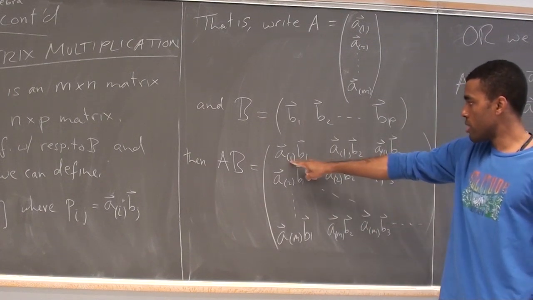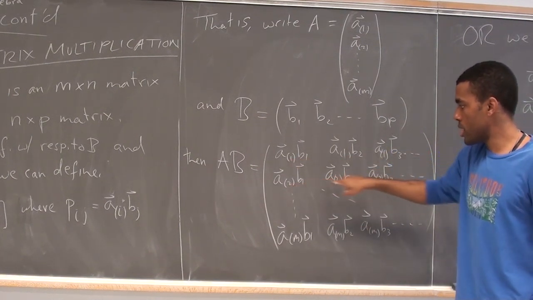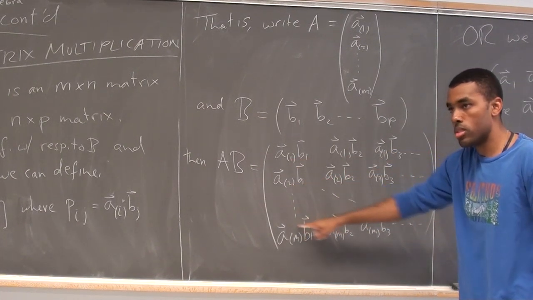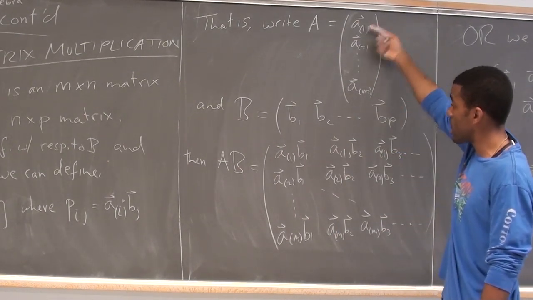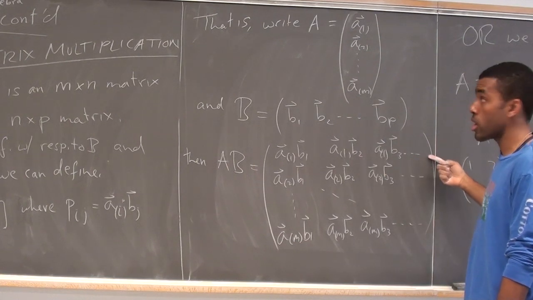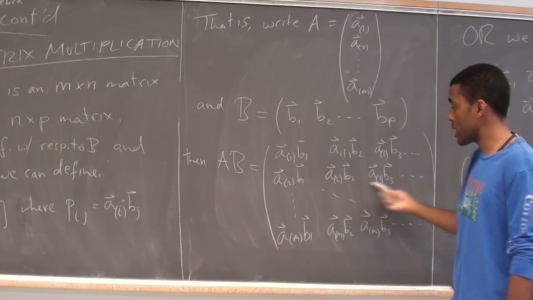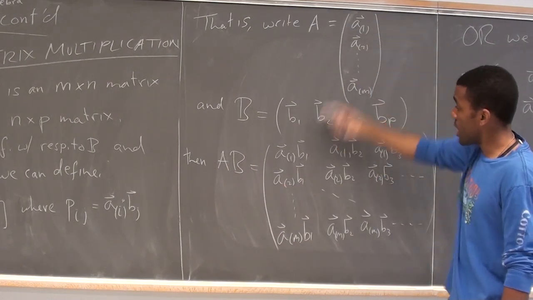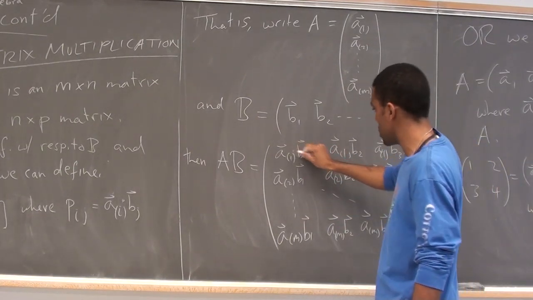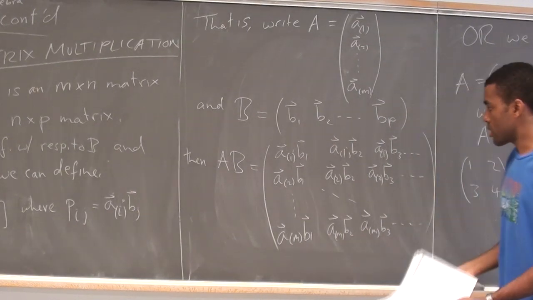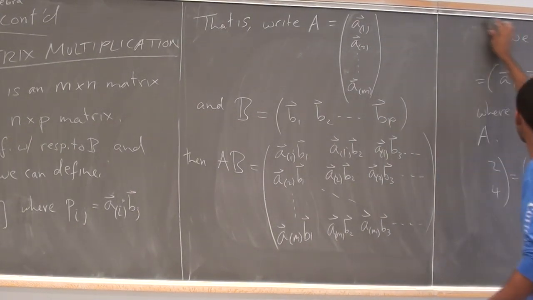See the pattern? You always have A1 in the first row. You always have A2 in the second row. Each row of A populates a new row, right? So the first row of A gives you the first row of the product. The second row of A will give you the second row of the product. But you take this row and you go through all the columns of B. You're just taking a dot product, right? That's how it's defined in general.